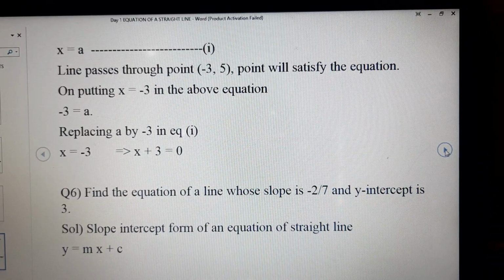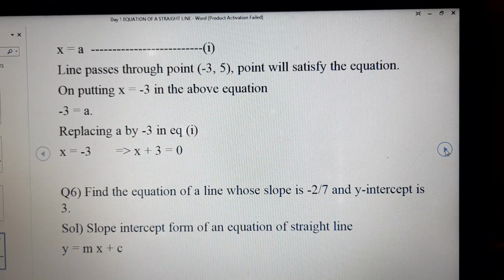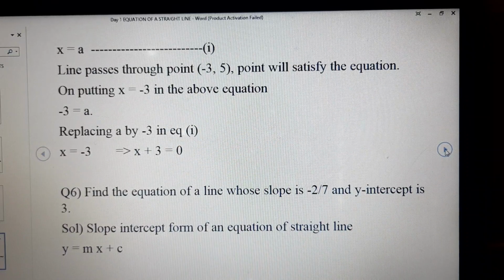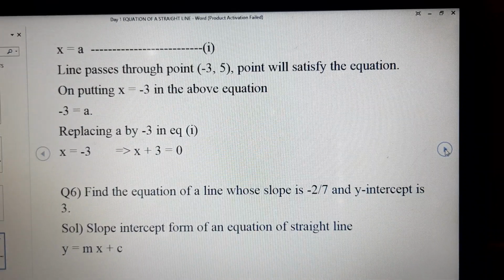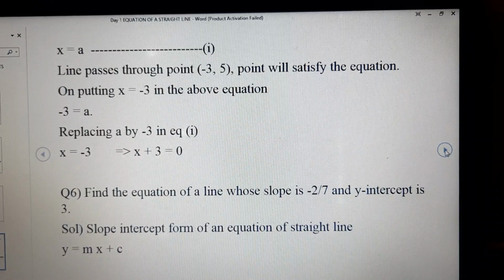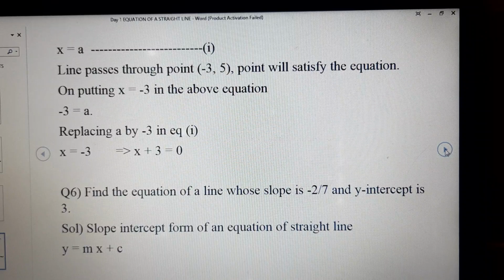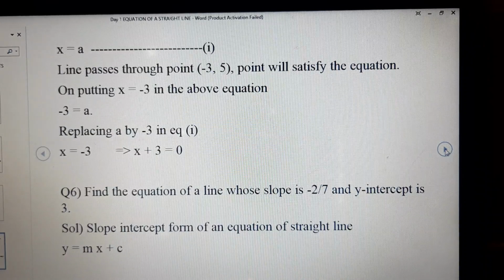Fine? It means whenever you have been given that a line passes through point minus 3 comma 5, then what are you supposed to do? This point will satisfy the equation. So put x is equal to minus 3 and y is equal to 5 in the equation. As we do not have y here, so x will be substituted by minus 3. Then you have got the value of a. They did not give the value of a directly, so we have calculated this way. So value of a has come minus 3.